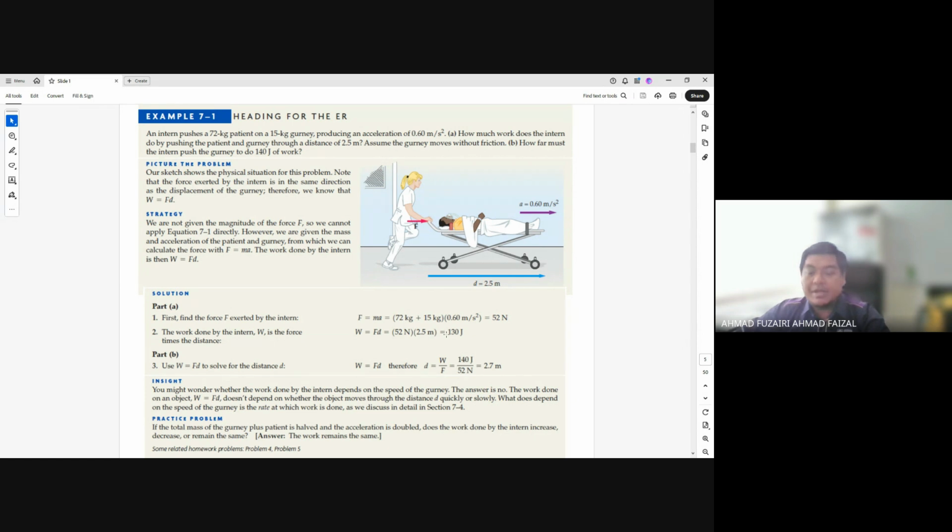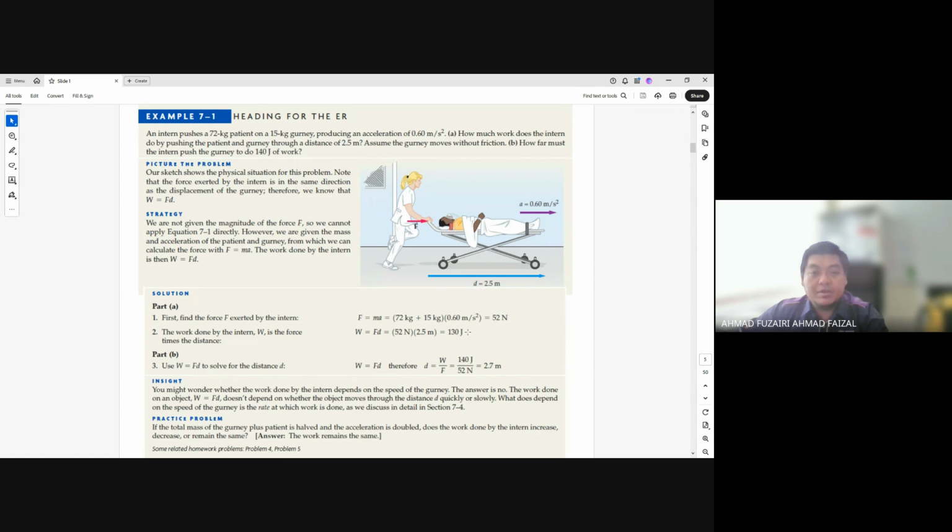That is the total mass of both the patient and the gurney, and the acceleration is 0.6 meters per second squared, and you get 52 newtons, and that is the total force. You need to find the total force and multiply it by the correct displacement. The displacement here is 2.5 meters. So you obtain the work, in joules, as 130 joules. Remember, the joule is the SI unit for work.